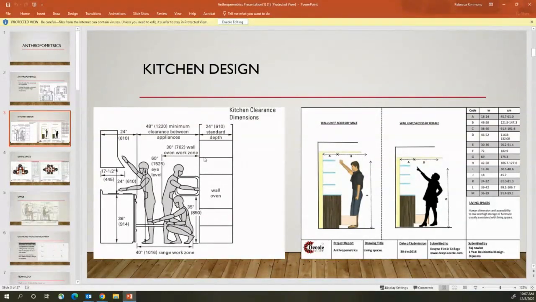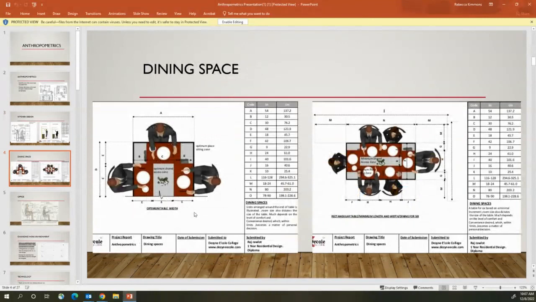It gives you heights for what you can reach. And you can see here they're going by quote unquote average male, average female, but what the reach is and how that's different. So this is why it's really important to understand your clients, who they are as you're designing, and also with kitchen design to give a variety of heights so that it can accommodate a lot of people. Dining spaces are another big one where it gives you information.